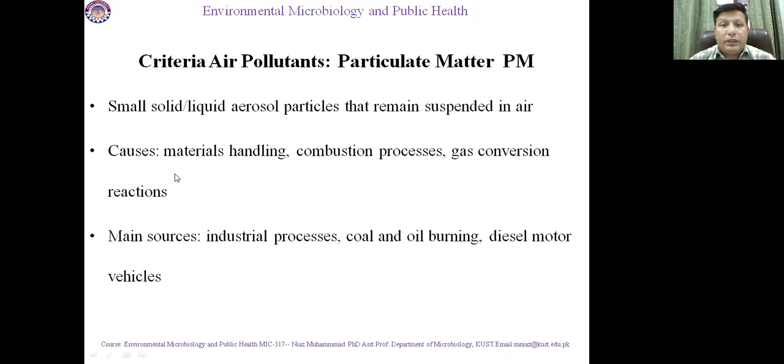The main sources of particulate matter in air are industrial processes, coal and oil burning, diesel motors, and vehicles. These are responsible for producing or increasing particulate matter, releasing particles into the air that will live in the atmosphere for a longer time and will cause negative effects on human health.